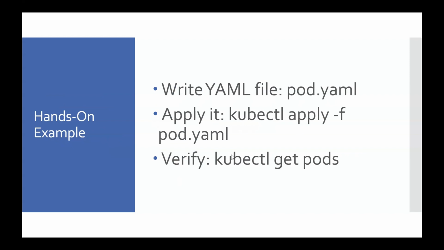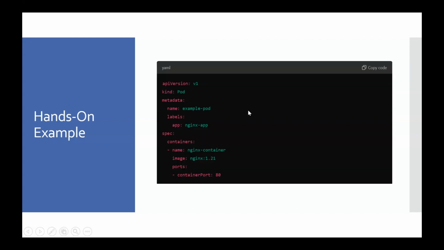Okay, so I will show you just another example of how you can write the YAML file. We'll be writing the pod.yaml. We can apply it with kubectl apply -f pod.yaml, and we can verify the resources created with kubectl get pods. Okay, so this is just another YAML file to create the pod. Just like the previous one, you can see we have used the API version as v1. You can just type it. I will show you the demo in future videos.